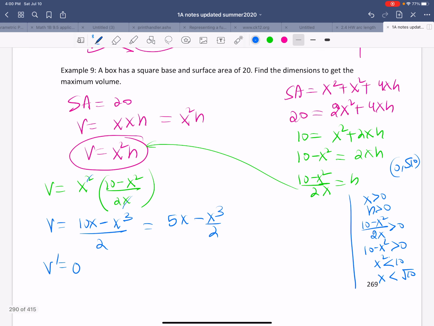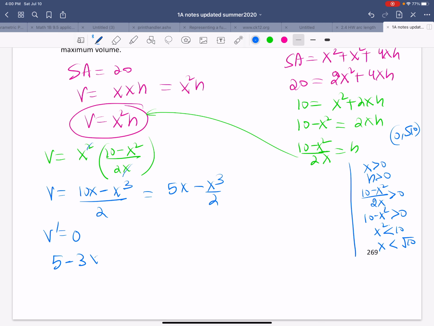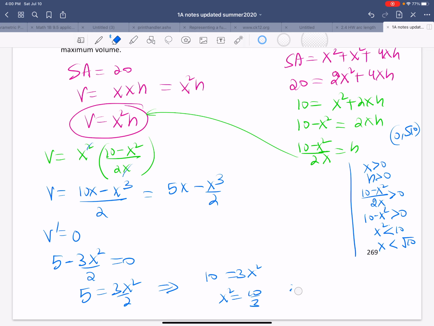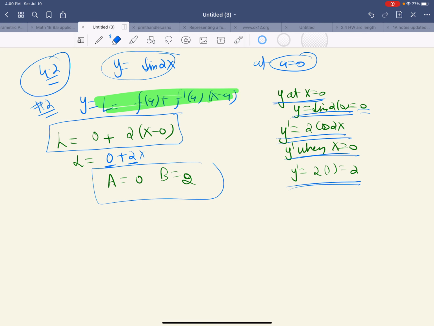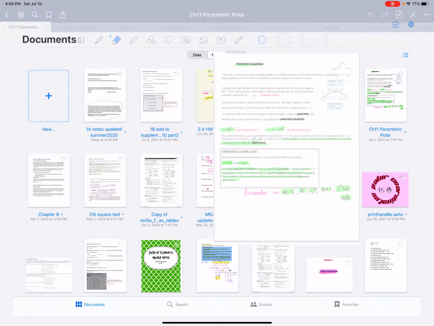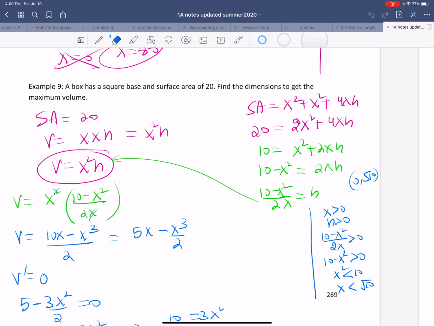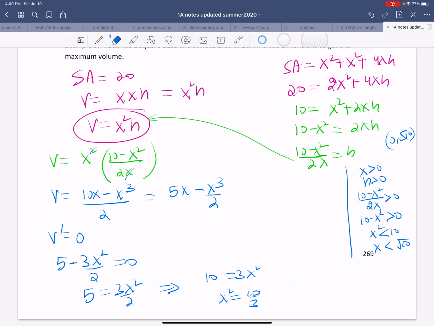So set the derivative equal to 0. V prime is going to be 5 minus 3x squared over 2, equal to 0. So 5 is equal to 3x squared over 2, which is 10 is equal to 3x squared. X squared is equal to 10 over 3. X is equal to square root of 10 over 3. Now, I might want to rationalize, but I'm just going to give a decimal answer. So I would say x equals square root of 10 over 3, whatever decimal approximation that is.